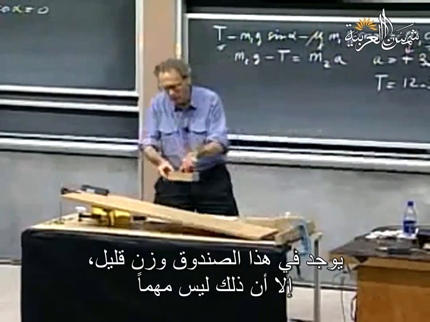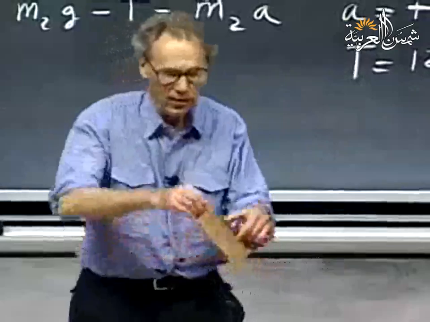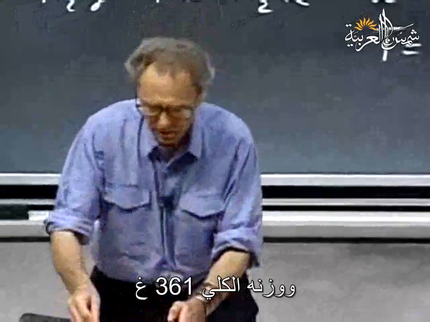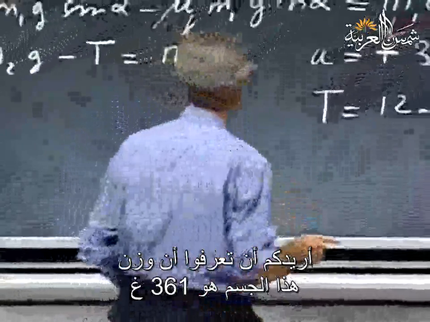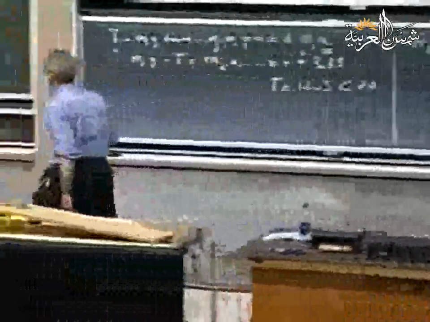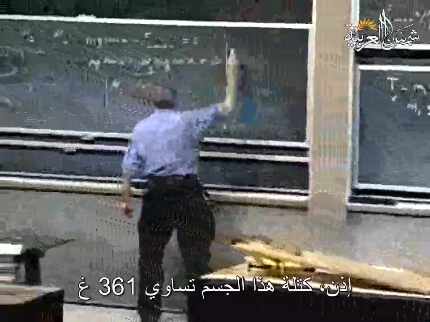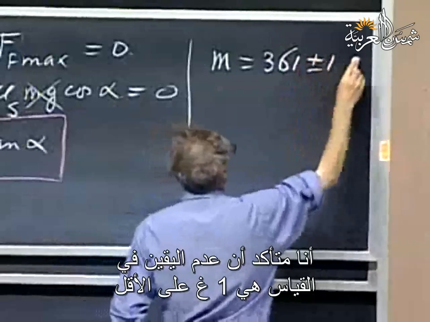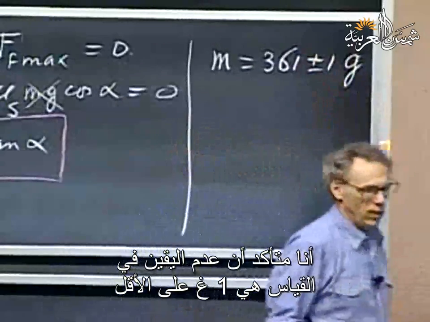In this box is a little weight. That's not very important. It makes the whole thing 361 grams. So I want you to know that the weight of this object is 361 grams. I'll write it down for you here. So the mass of the object is 361. I'm sure that the uncertainty is at least 1 gram.